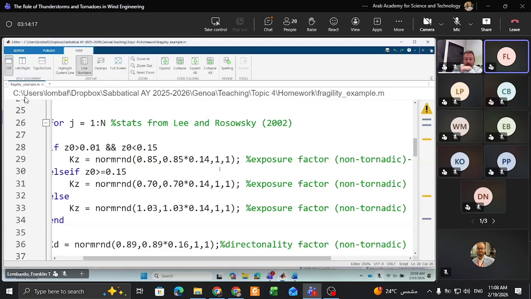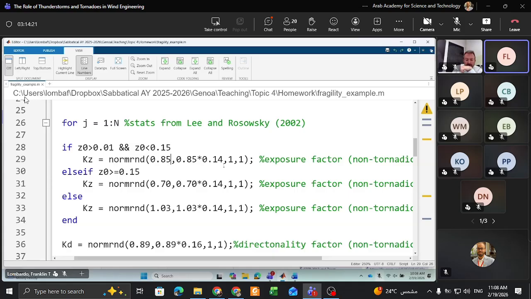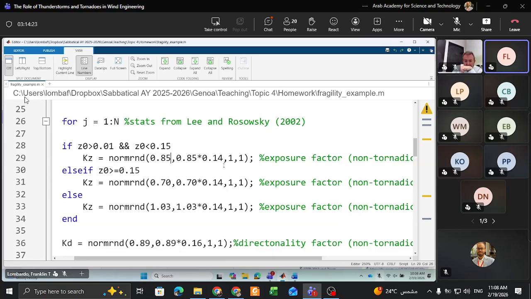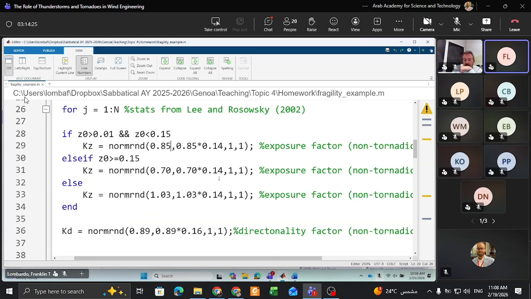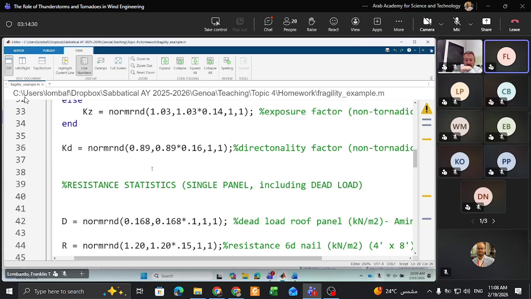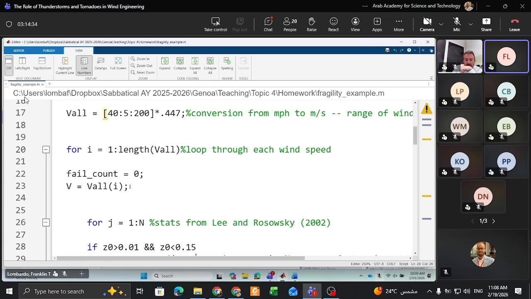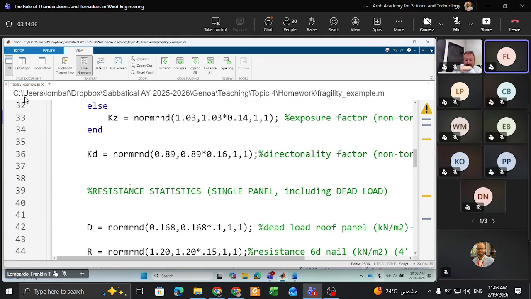Okay, and I'm just simulating one sample from the distribution to start. You could easily do it differently. Depending on the exposure, you'll have a KZ value. You'll get a directionality factor, KD. And then these were some of the wind statistics.